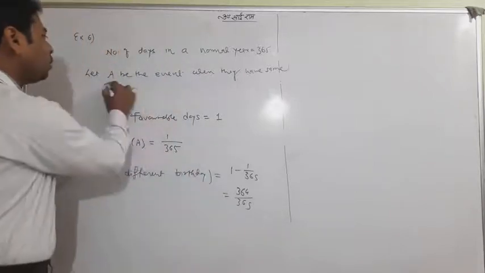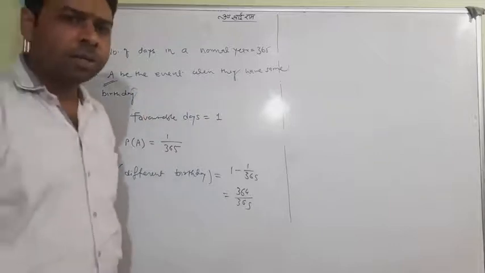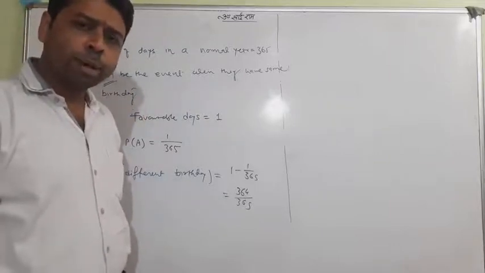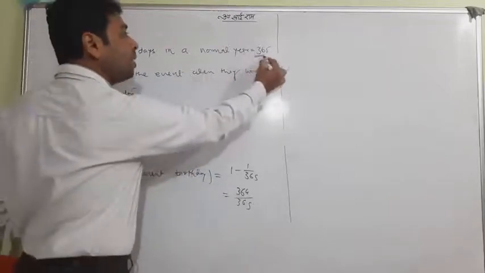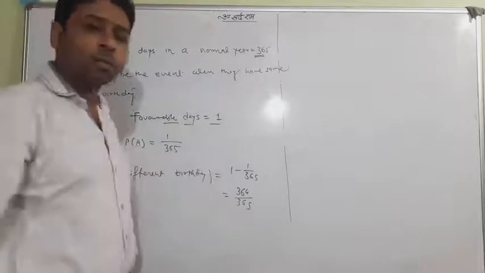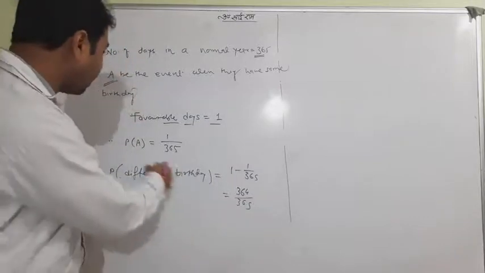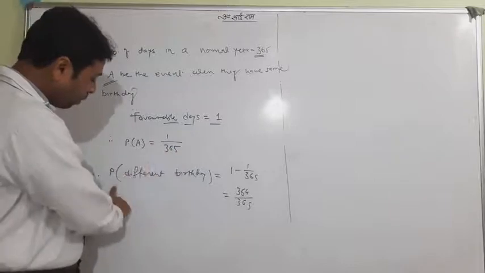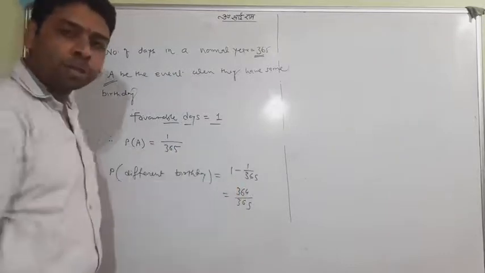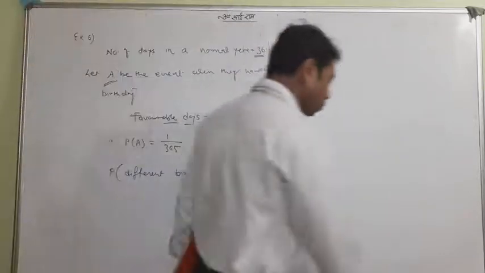You need not assume. If you don't want to take A as an event, you can directly write that the probability of same birthday is equal to total number of days and favorable days is 1. That was the important sentence. And then you can write the probability of same birthday is 1 by 365, and the probability of different birthdays is 1 minus 1 by 365. It also can be written that way. Okay, so this is the problem.